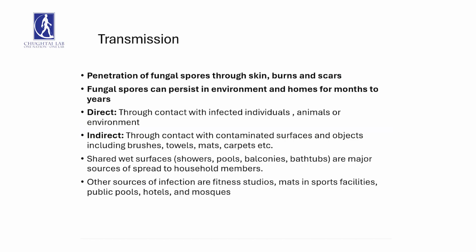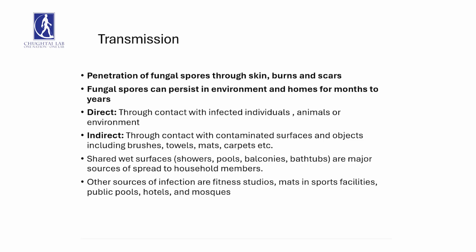Coming to transmission, usually transmission happens when fungal spores penetrate through intact skin, burns, or other scars. The fungal spores can persist in the environment and homes for months to years. The transmission can be either direct or indirect. Direct transmission occurs through direct contact with an infected animal, individual, or environment. Whereas in indirect transmission, there is contact with contaminated surfaces and objects such as hairbrushes, towels, mats, and carpets.